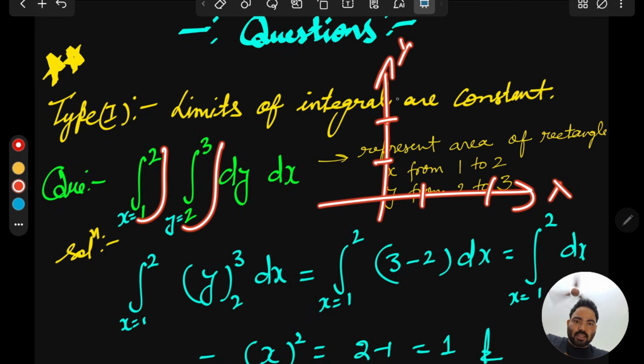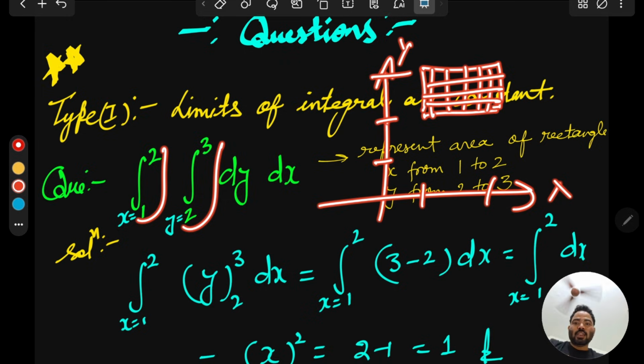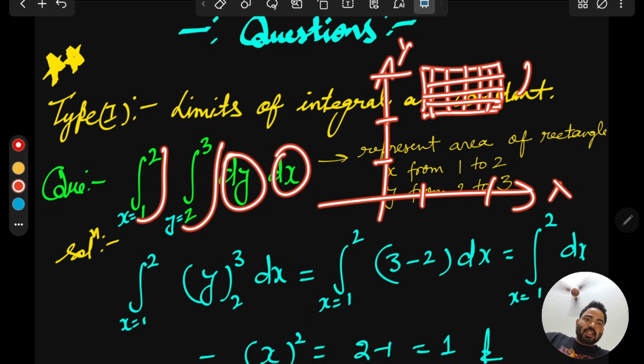Let's say this is y equal to 1, this is y equal to 2, this is y equal to 3, which means x is moving 1 to 2, y is moving 2 to 3, and this is the rectangular box for which you have to find out the area, because the double integral represents the area, so without function. So you have to find out the area of this rectangle, and you know area of rectangle is L into B.